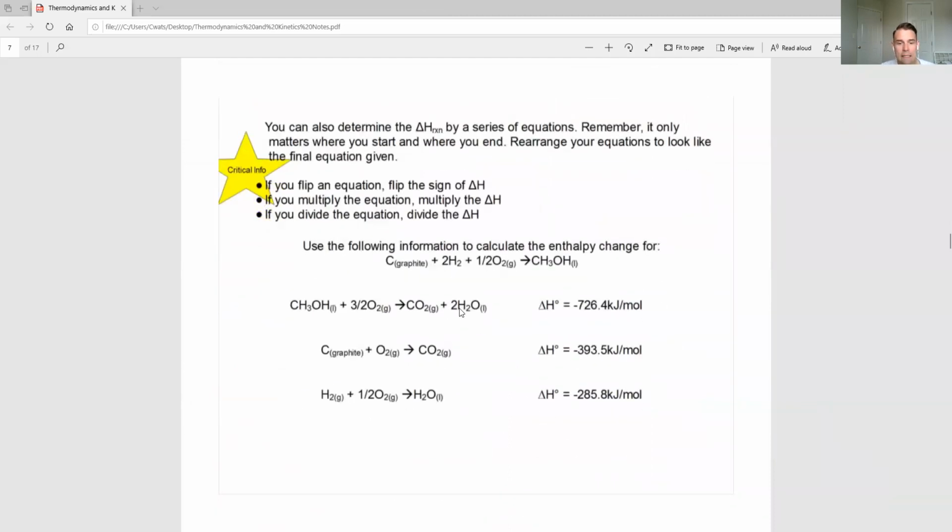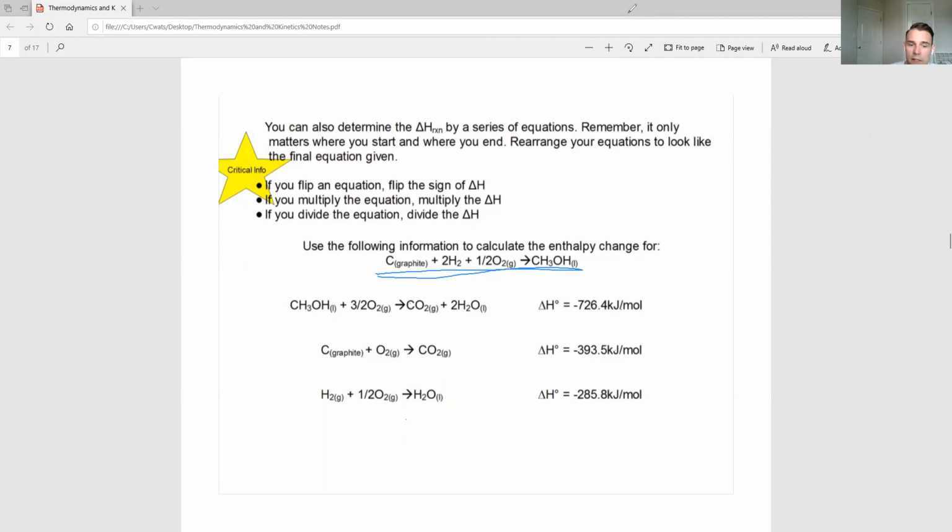Okay, and this is going to be the last slide for today. Now, this is Hess's law. Hess's law allows us to basically, this is the equation that I want. I'm given a series of other equations and their delta H's. I can manipulate these equations and their enthalpies to get that final equation, and then all I have to do is add up the delta H's, and that will give me the delta H for this new reaction.